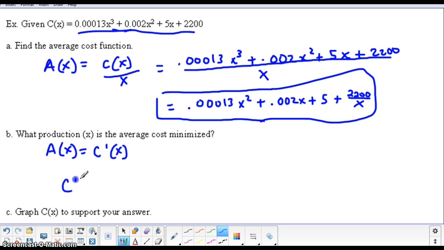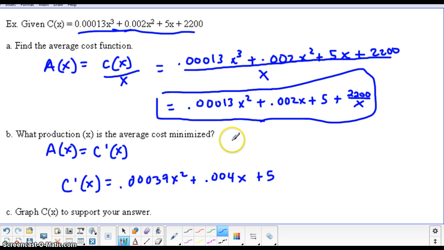So let's find the derivative of the cost function, and we'll just use the power rule here. And using the power rule, we'll have 3 times 0.00013, which would make it 0.0039x squared. And then we would have 0.004x plus 5. So we want to find when the derivative of the cost function, the marginal cost, is equal to the average cost. So to me, the fastest way will be using our calculator.